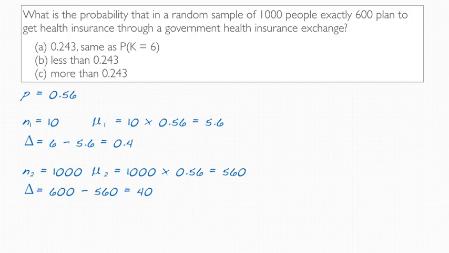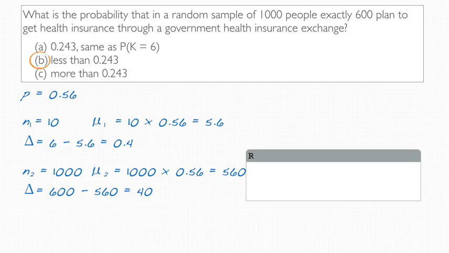Here, the desired outcome is much farther than the expected outcome, and based on our discussion of the law of large numbers earlier, obtaining 600 successes when the expected is 560 should be a much less likely outcome than obtaining 6 successes when the expected is 5.6. Therefore, the answer is something less than 0.243. We can actually check our answer quickly using R. The probability of 600 successes in 1,000 trials with probability of success of 0.56 is roughly 0.00098, much lower than the 0.243 we calculated earlier.